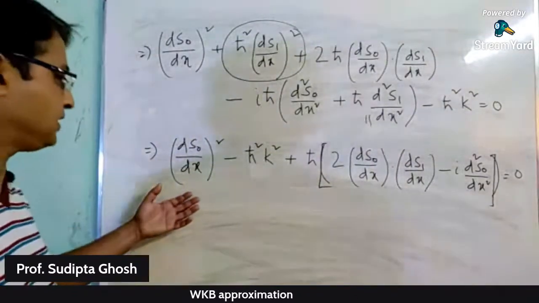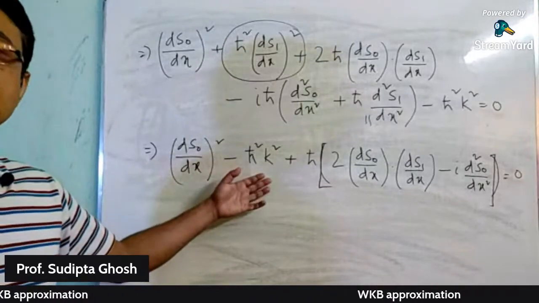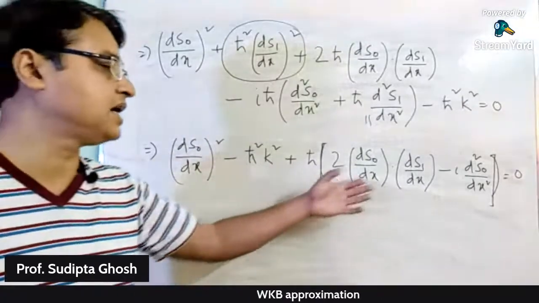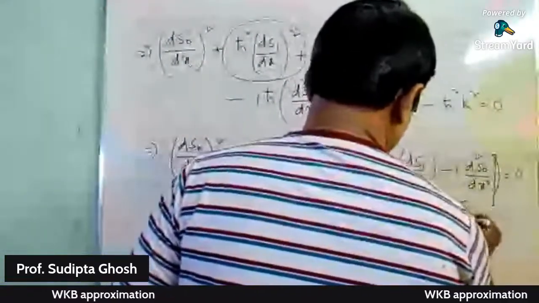So now my equation stands here, that is (ds0/dx)² − ħ² k² plus ħ times this, and let it be equation 7.